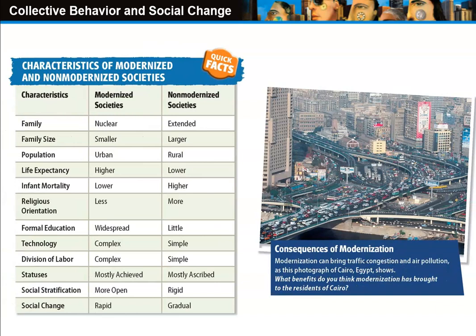So, characteristics of modernized and non-modernized societies. I'll let you study this chart for a moment. Modernization can bring congestion, air pollution, as this photograph of Cairo, Egypt shows. So what benefit do you think modernization has brought to the residents of Cairo?